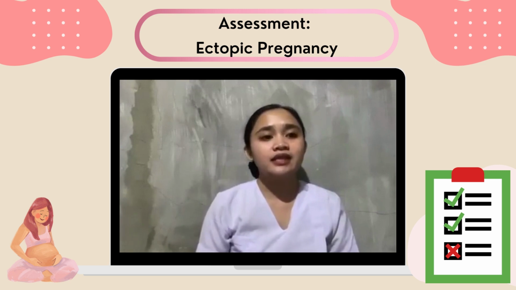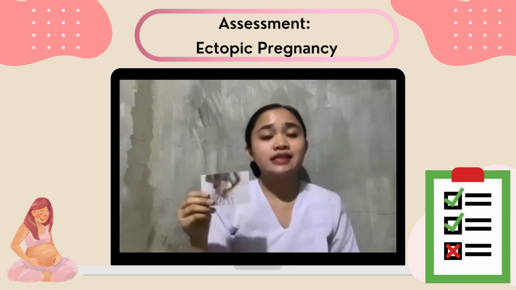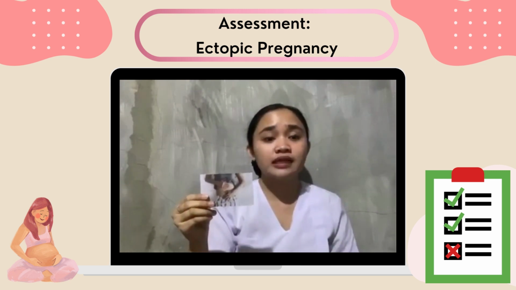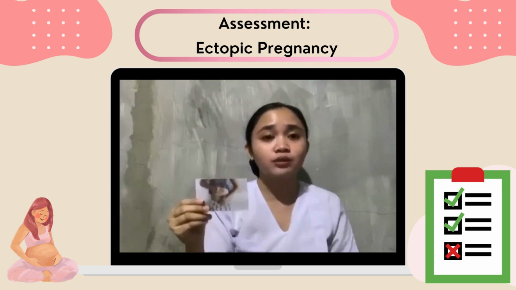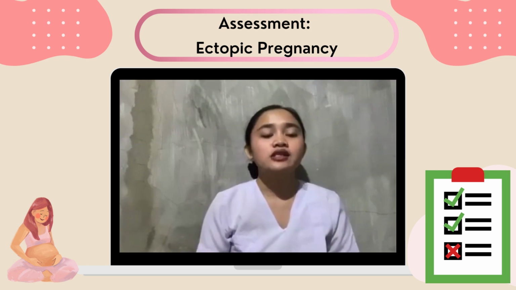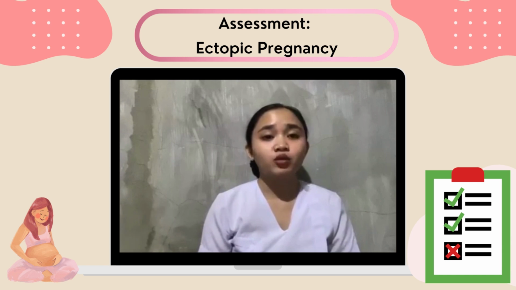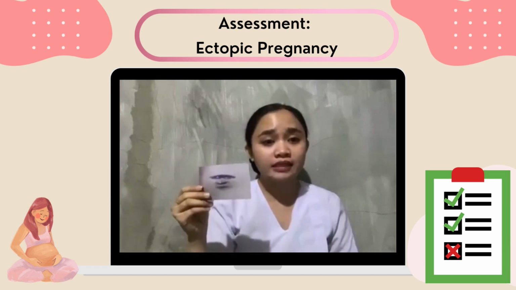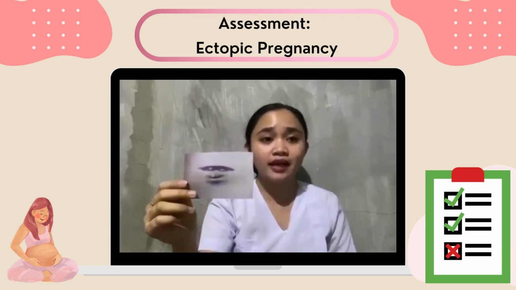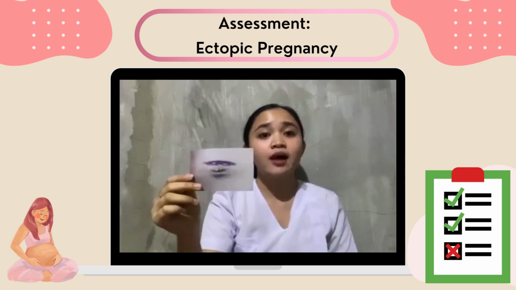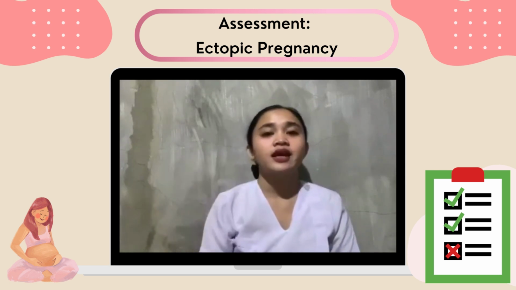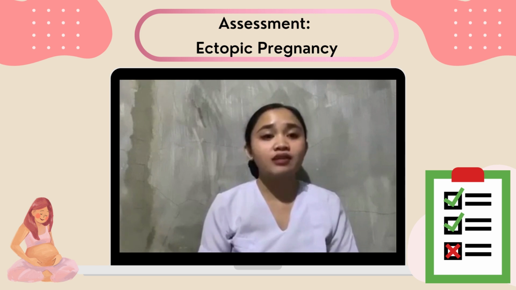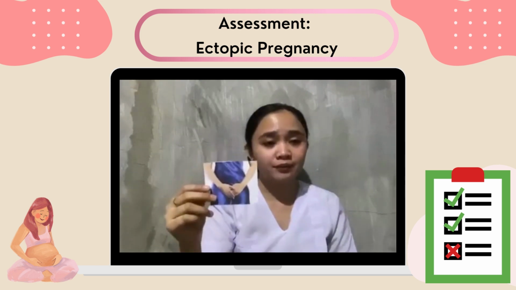And then next, there is a rigid abdomen. Since there is bleeding, the result is the abdomen will be rigid. There is also an umbilicus that develops a bluish tinge, or what we call Cullen's sign. This is a diagnostic sign where a ruptured extrauterine pregnancy exists. And there are also extensive or dull vaginal and abdominal pain.